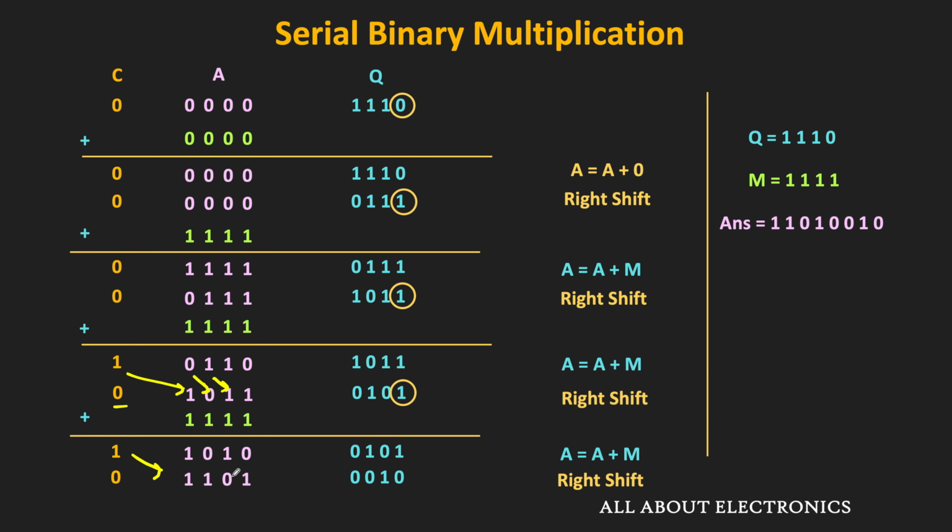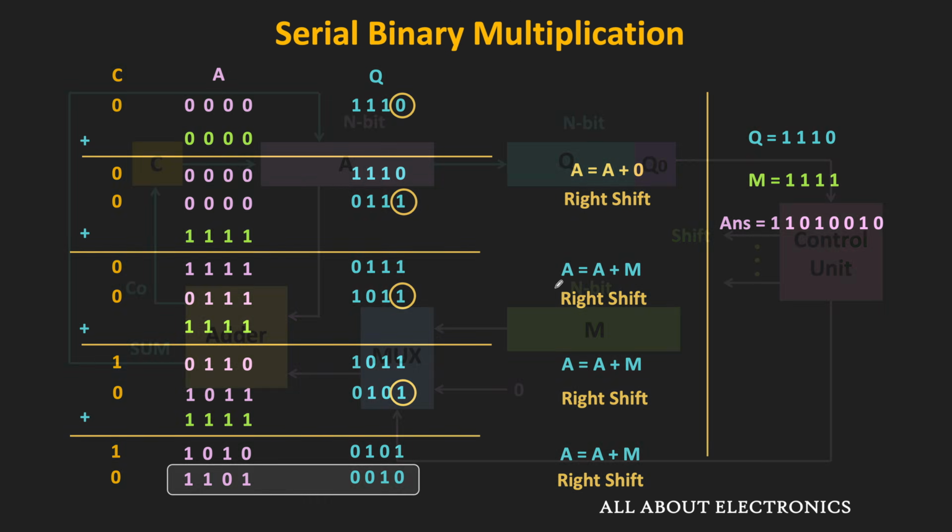So here, after the 4 add and shift operations, the content of this A and the Q register represents the final output. That is the multiplication of the Q and the M. And in this way, serially we can multiply the two numbers. So for the hardware implementation, let us see what we will require.